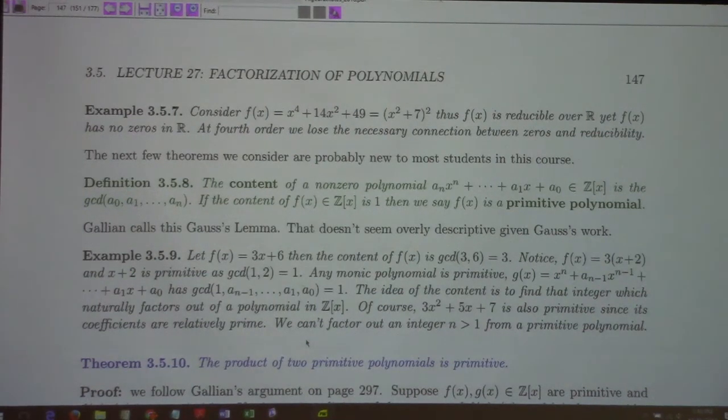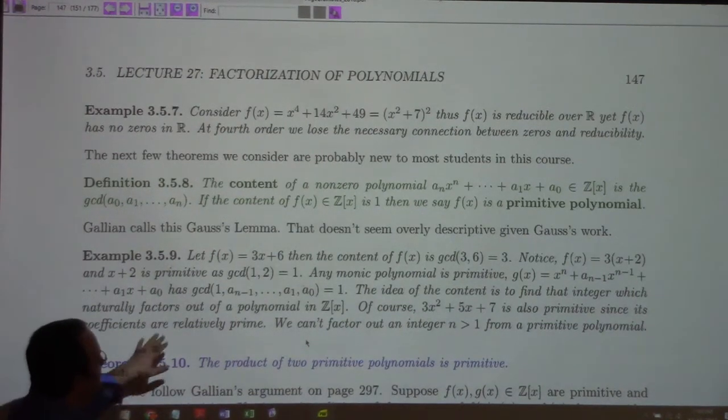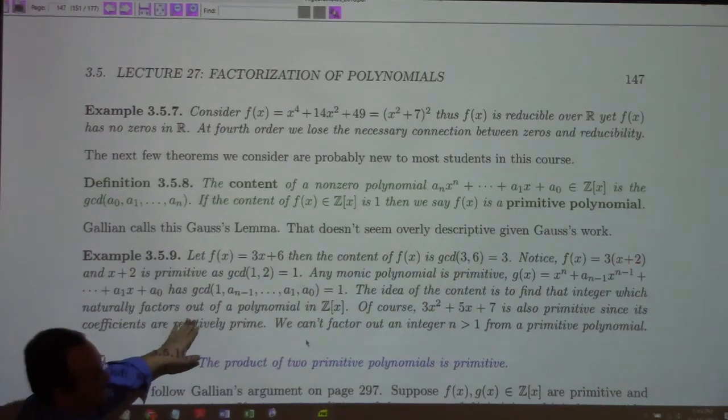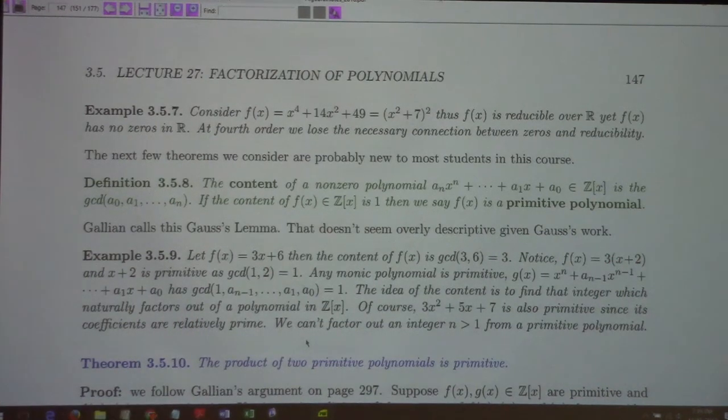And so Gauss's lemma is down here. The product of two primitive polynomials is primitive. This example just kind of helps you get used to the idea. Here, I can factor out a 3, right? So you factor out a 3, and that leaves you with 3 times (x + 2). The thing that's left over is primitive. x + 2 is primitive because the GCD of 1 and 2 is just 1. So if you factor out the common factor, all you're left with is relatively prime things, is the observation.